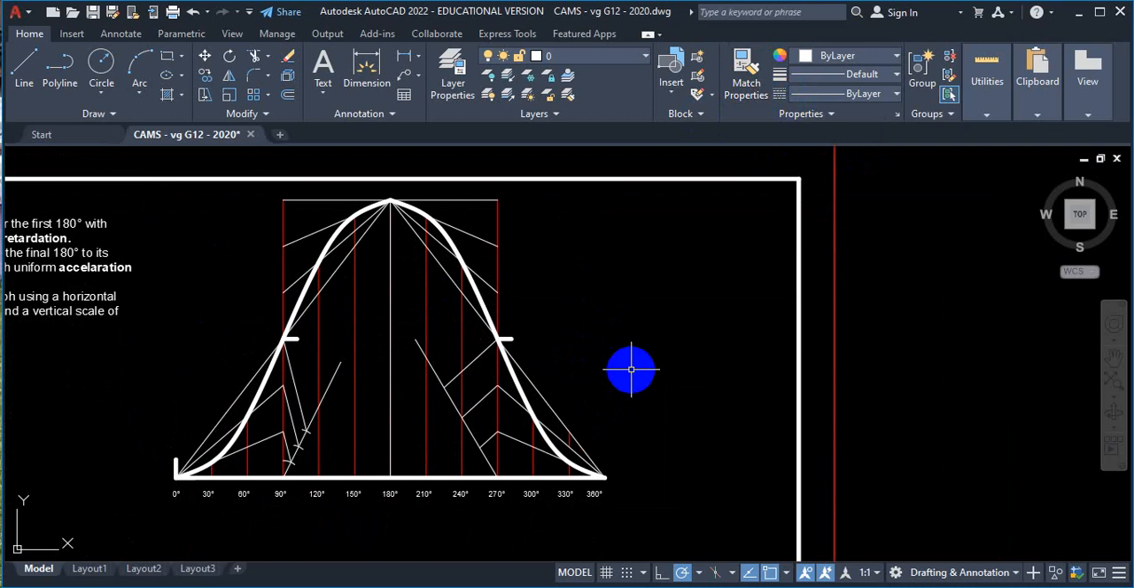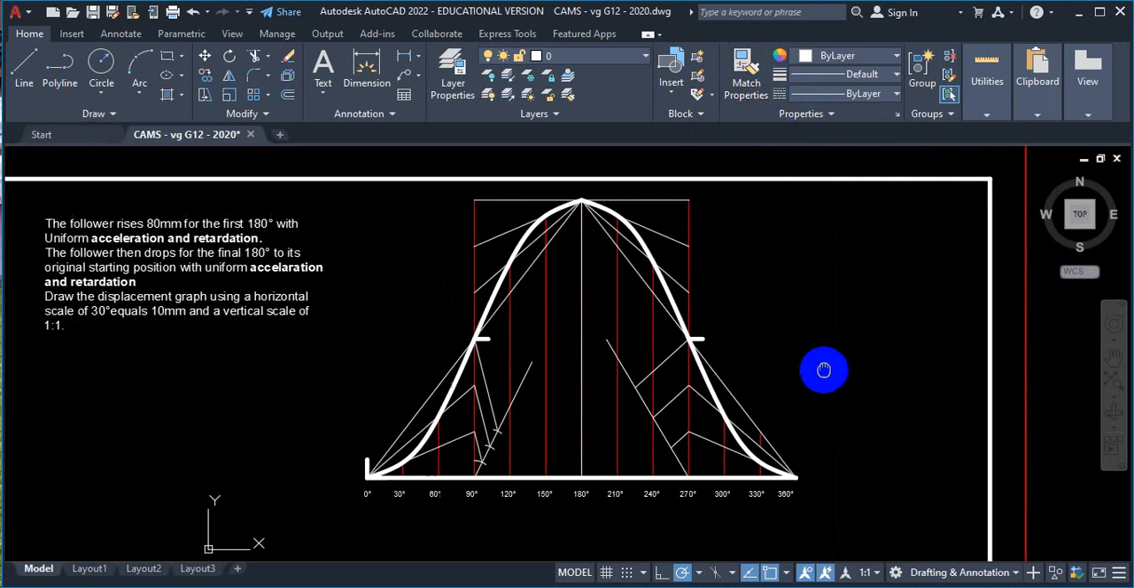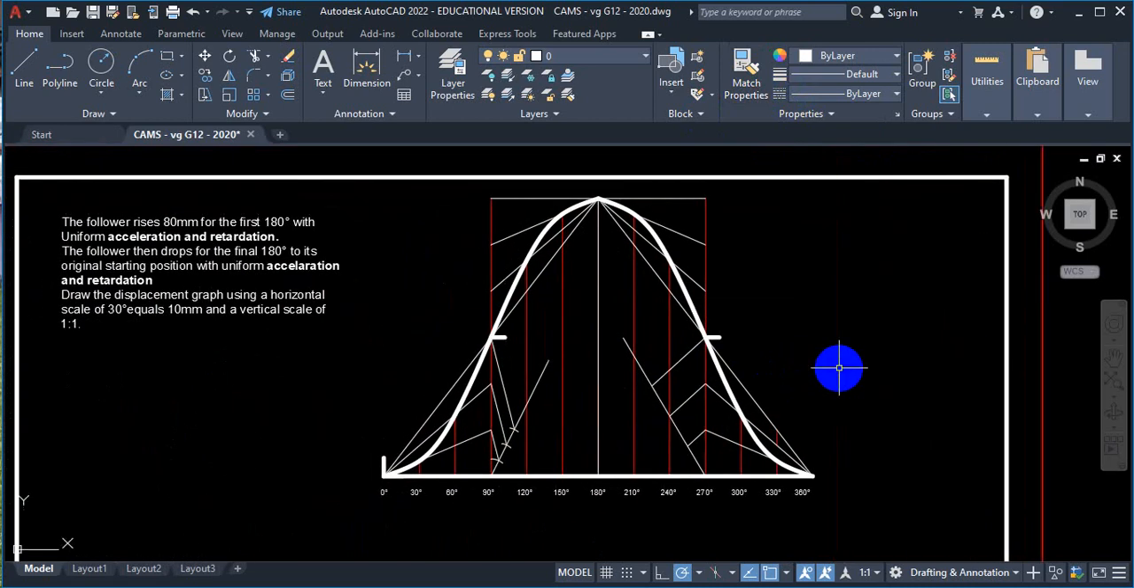This is known as acceleration and retardation, and this is how we do it. Of course, you're going to have your label here, your scale, etc., etc.